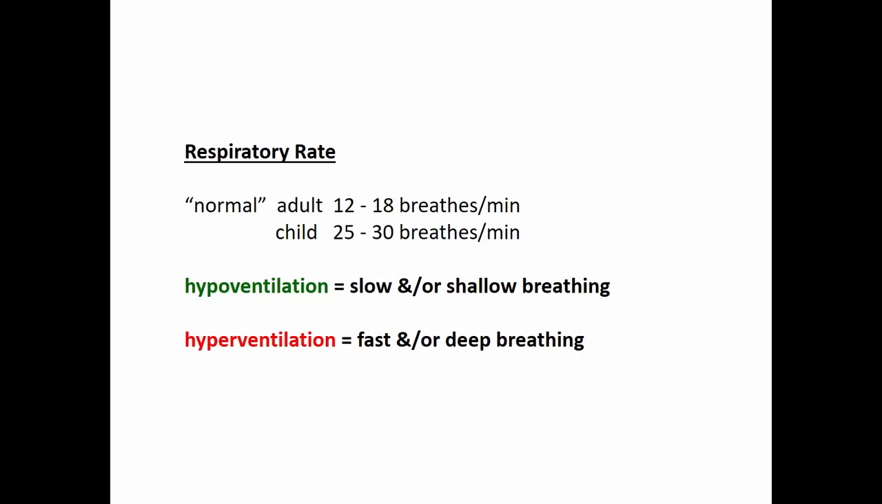So how fast do we normally breathe? In adults, we normally take between 12 to 18 breaths per minute, and in children it's a little bit faster, 25 to 30 breaths per minute. A couple of terms you should know: if we are moving less air in and out, we call that hypoventilation, or underventilation. That could be that a person is breathing at a slower rate, or taking shallower breaths, but the volume of air moving in and out is less than normal.